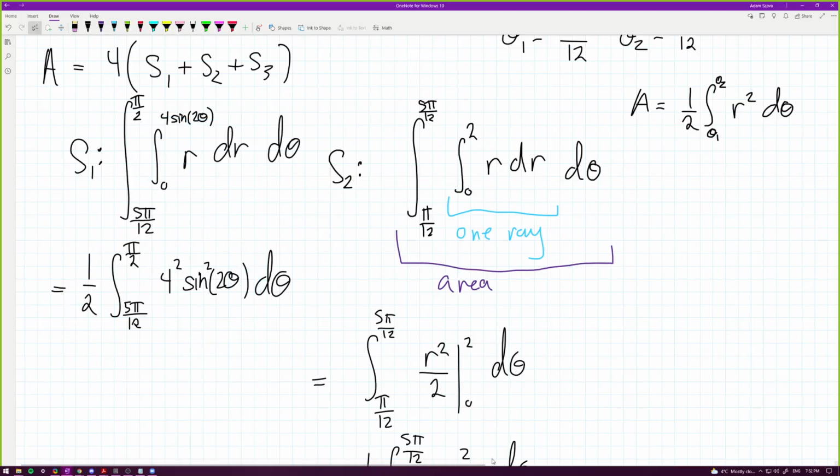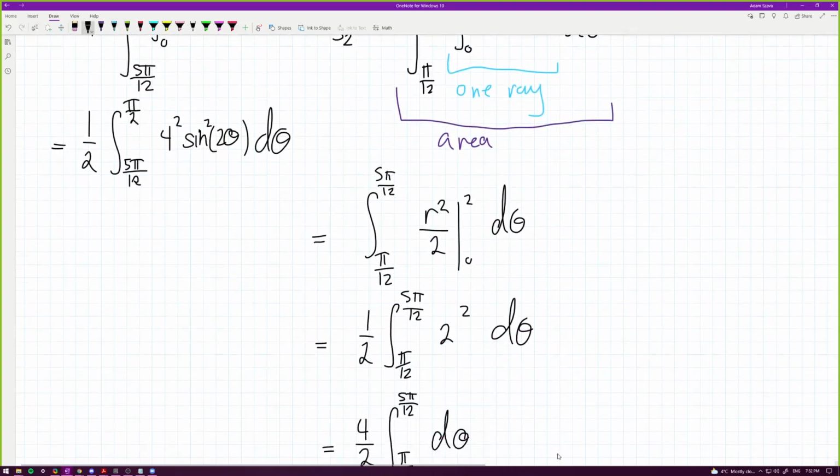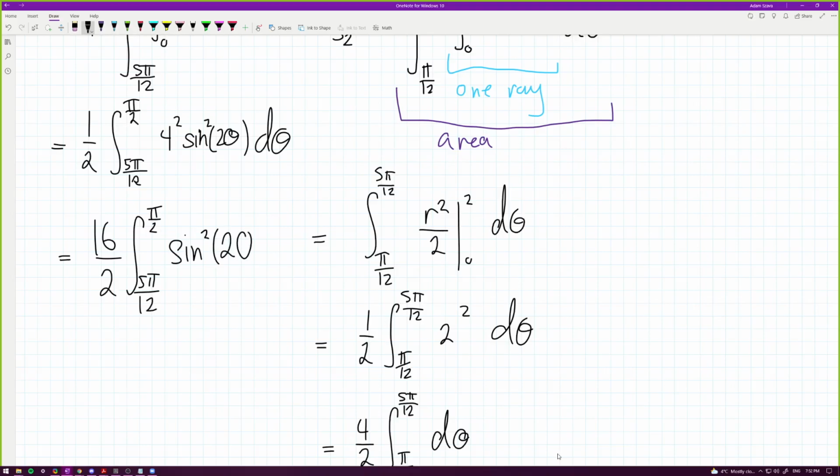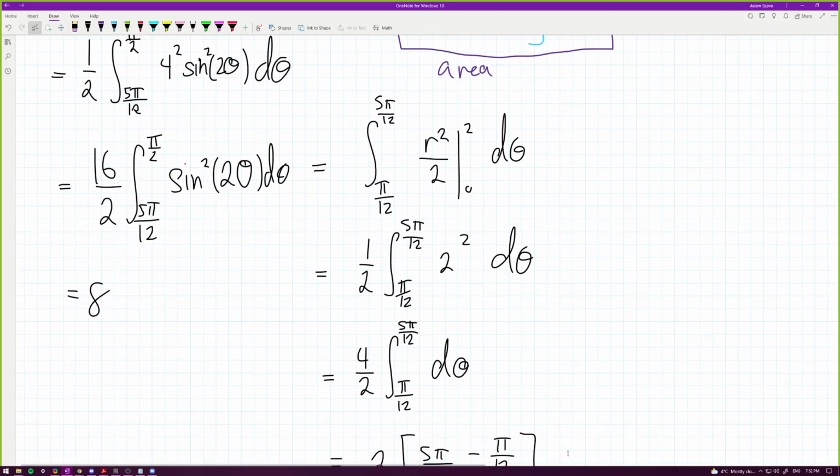So now we have 16 over 2 integral from 5 pi over 12 to pi over 2 of sine squared 2 theta d theta. It's going to be 8 integral from 5 pi over 12 to pi over 2. And now this one, we use one of the formulas, which I forget. Sine squared theta is, I think we use the one that's like 1, I have it here somewhere.